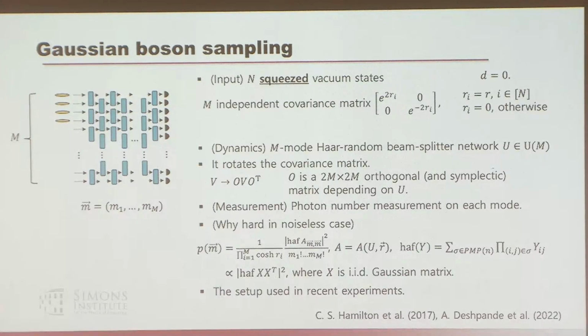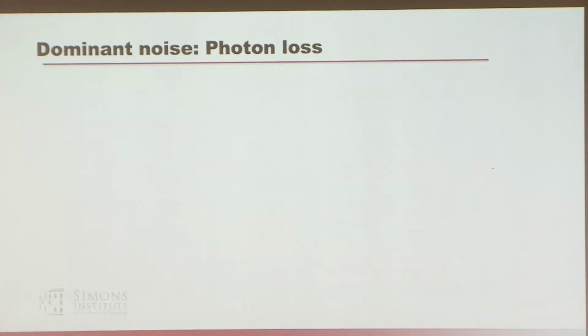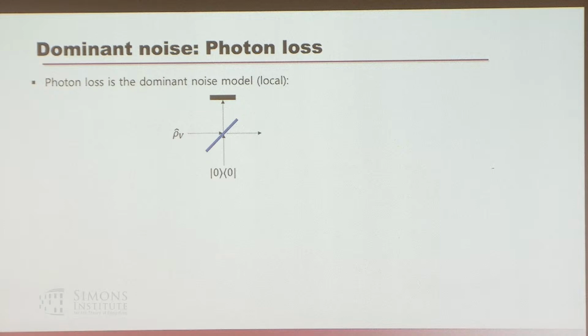Right. So I've been talking about this ideal case, but when we talk about these practical cases, we of course have to consider noise. In this Gaussian boson sampling experiment, the dominant noise is called photon loss. That means that, literally, some of the incoming photons get lost in the circuit. So this effect is local. I'm going to describe what I mean by local very soon.